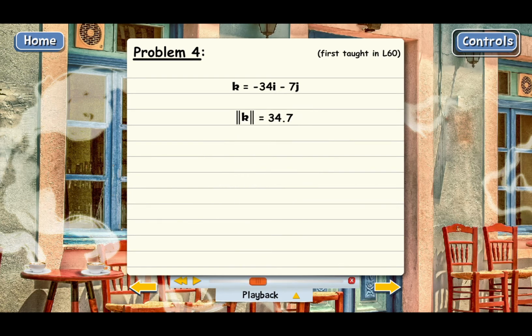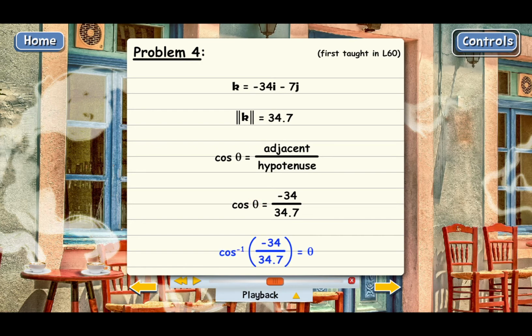Now let's start working on the direction angle. We know that the cosine of an angle is always equal to adjacent over hypotenuse, and it's the same way in vectors. But we know that in vectors, the adjacent side is the x component, and the hypotenuse is always the magnitude. So the cosine of theta would be equal to -34 divided by 34.7. And now to get theta by itself, we'll take the inverse cosine of both sides.